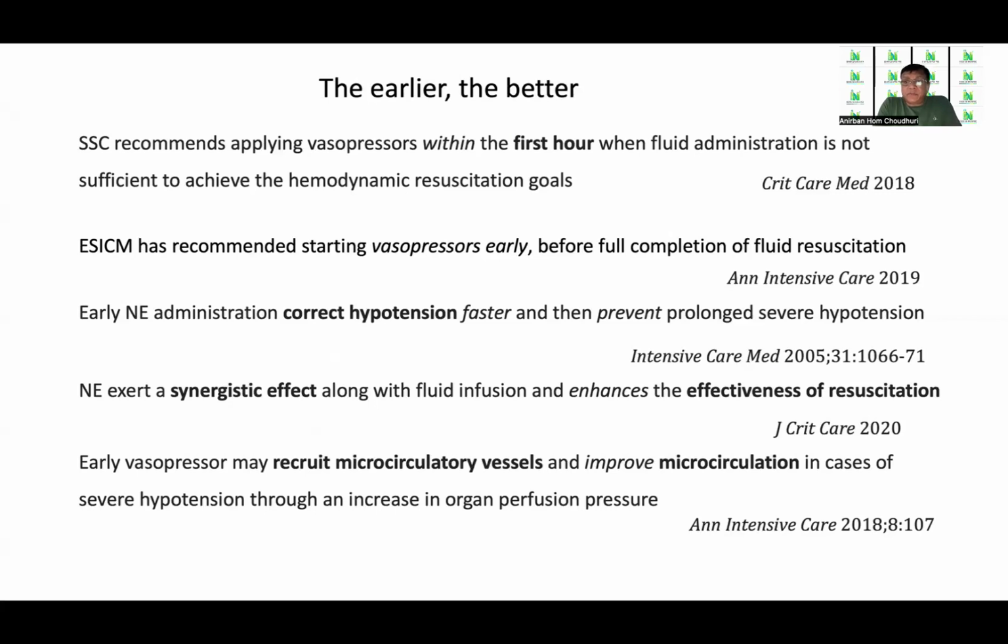Because as long as there is hemodynamic coherence, an increase in the cardiac output will produce an increase in the perfusion. But when there is hemodynamic incoherence, particularly in distributive shock, in vasoplegic shock, a further increase in the cardiac output may not produce a corresponding increase in tissue perfusion. So in those cases too, early vasopressors help by recruiting the microcirculatory vessels and improving the microcirculation, and thereby improving the organ perfusion.